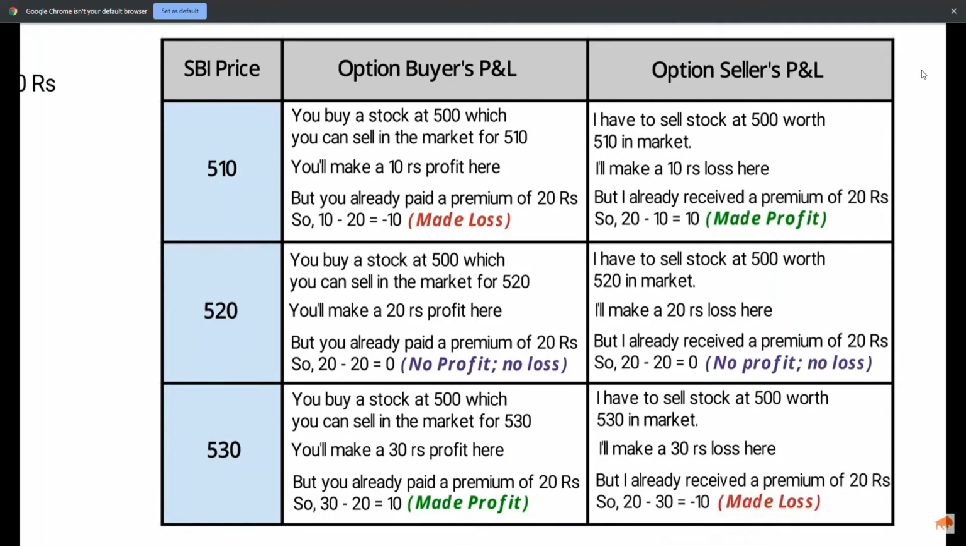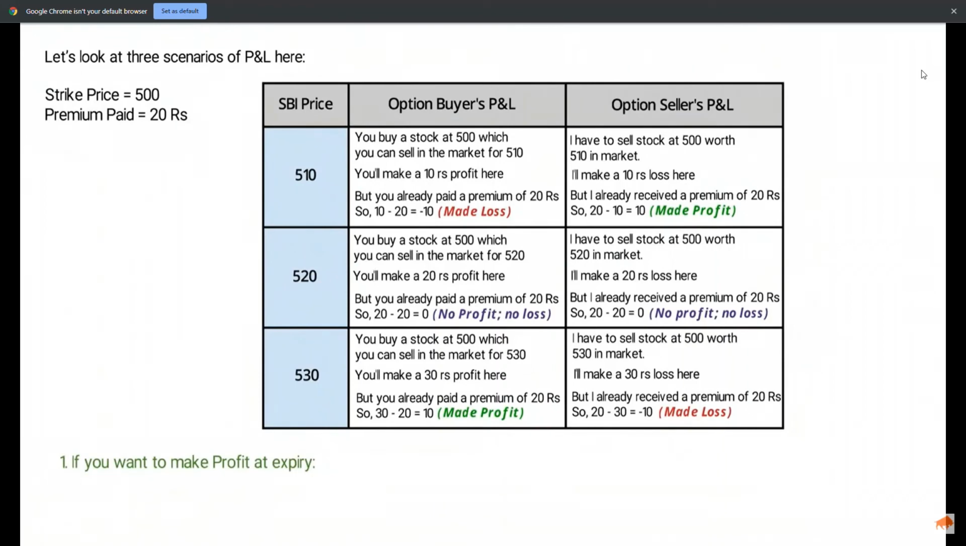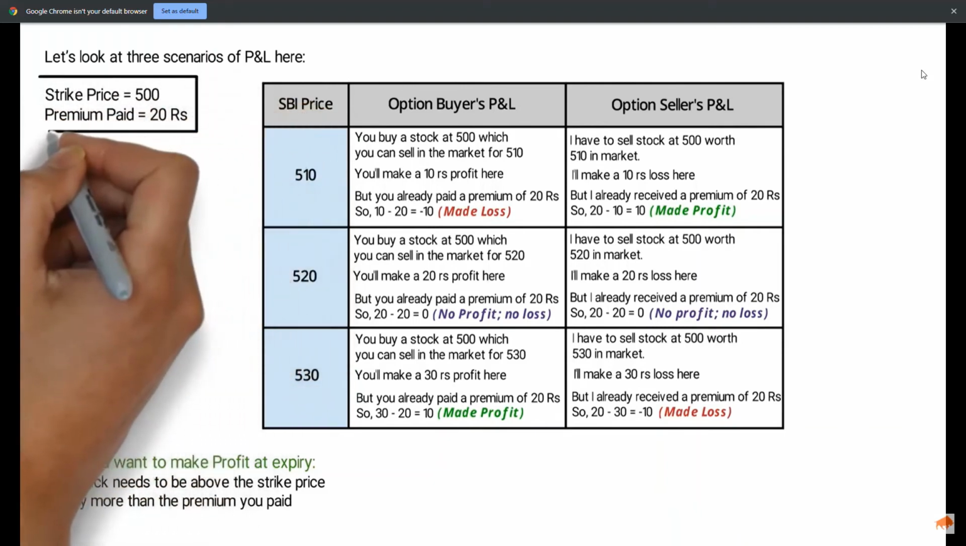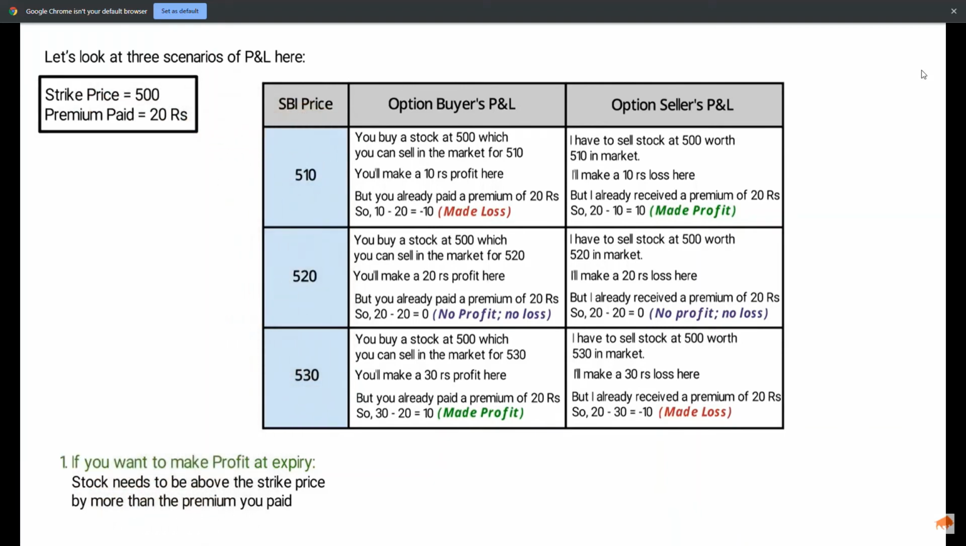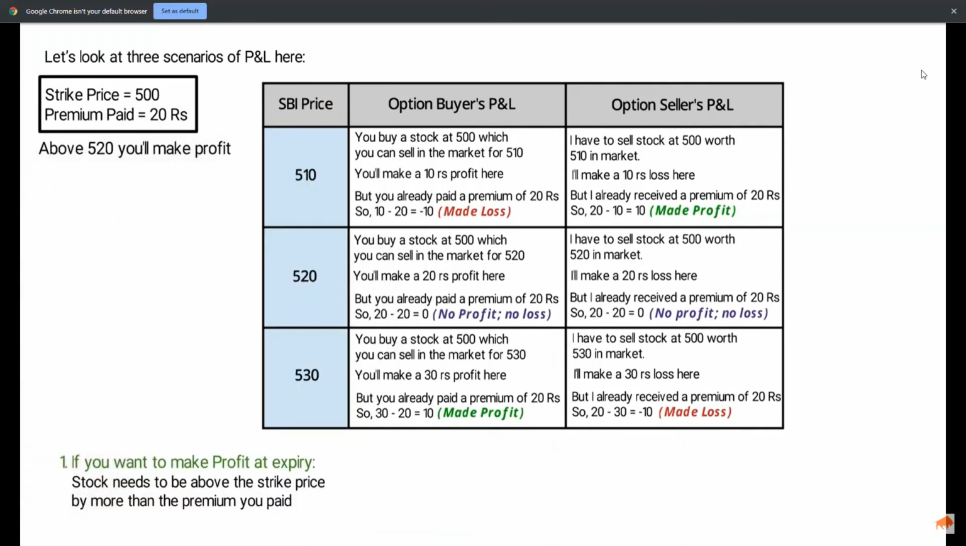By the above example, you might have understood 2 things. Number 1, to make a profit on expiry, your stock needs to be above the strike price by more than the premium you paid. Your strike price was 500, premium was 20 rupees. So to make a profit, SBI should expire above 520. Number 2, whatever is your profit, that will be my loss, and vice versa.